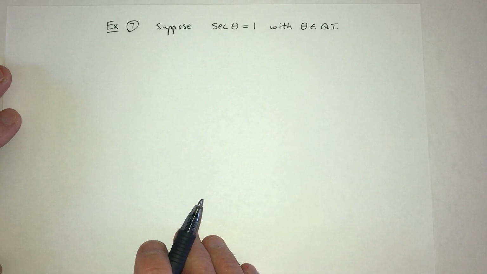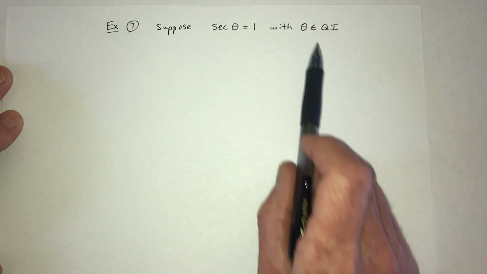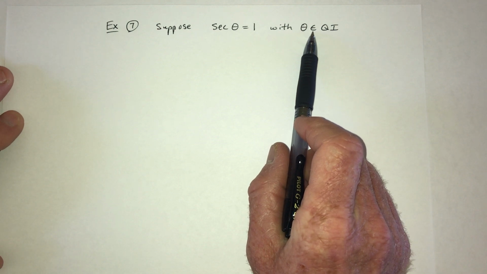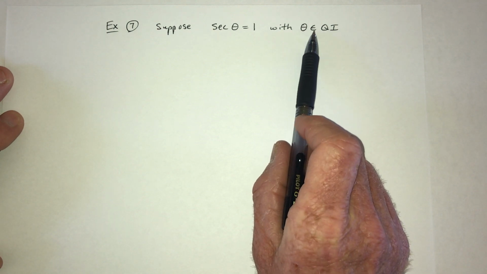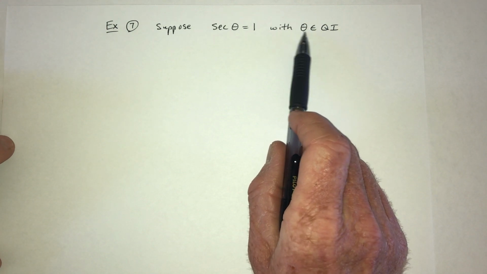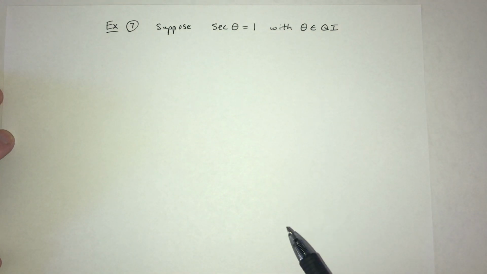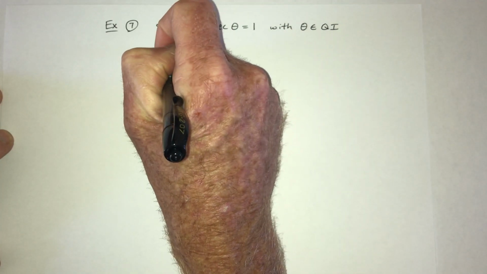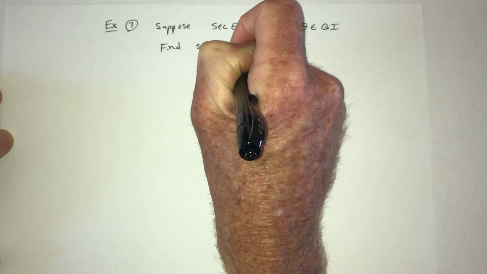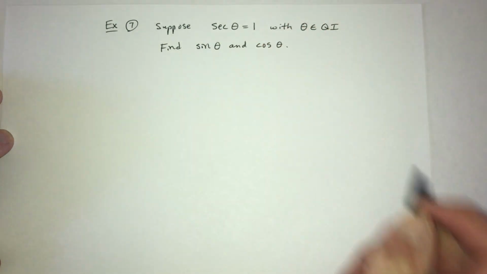Suppose that secant of theta is equal to 1, and the angle is in quadrant 1. So this little symbol right there means the same thing as in. Theta is in quadrant 1. Then find sine of theta and cosine of theta.